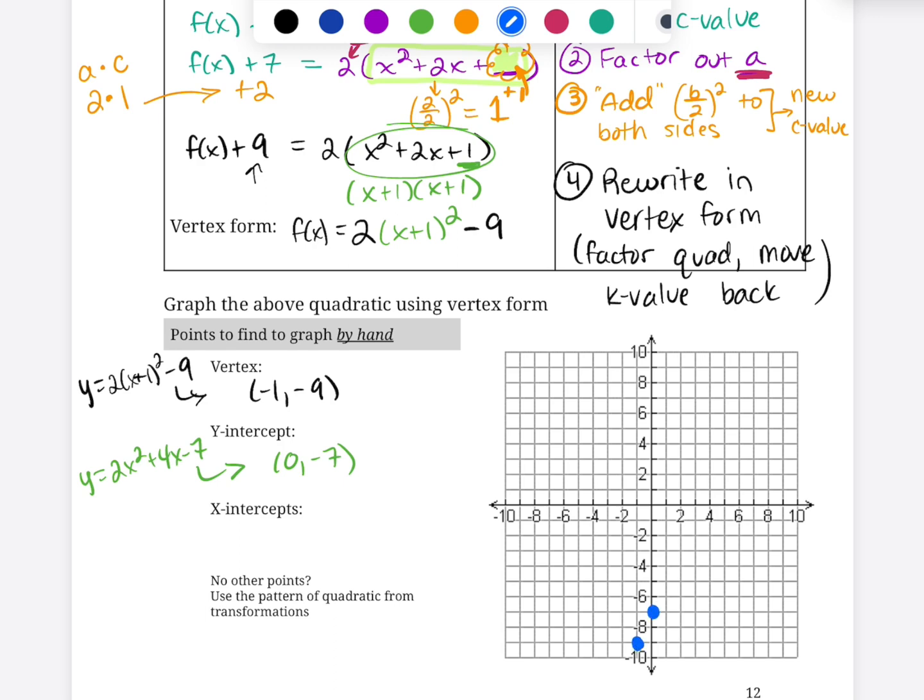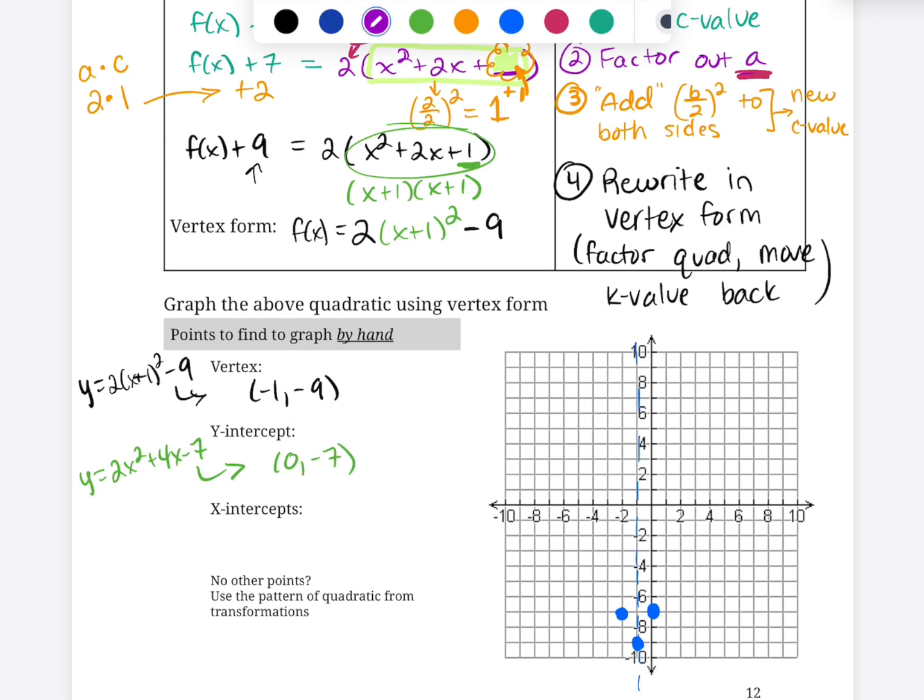0, -7 is right here. And based on the fact that I know that this graph has an axis of symmetry at -1, I know I can mirror that y-intercept point to the other side.